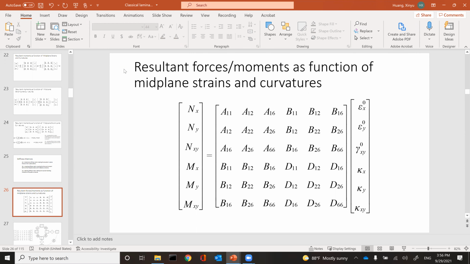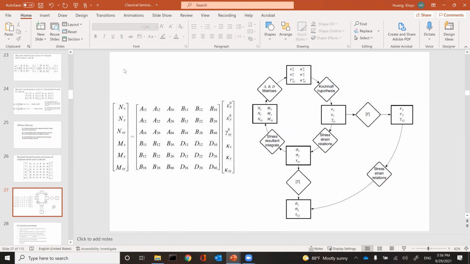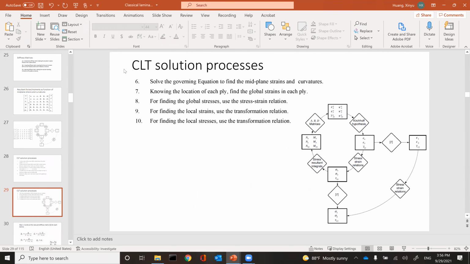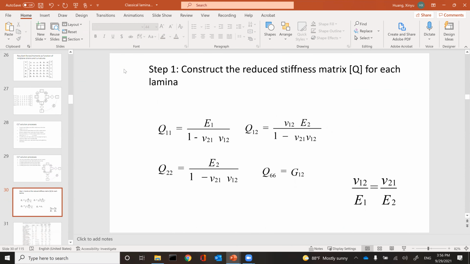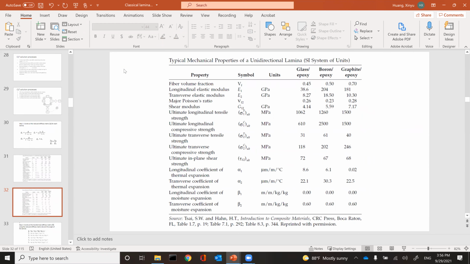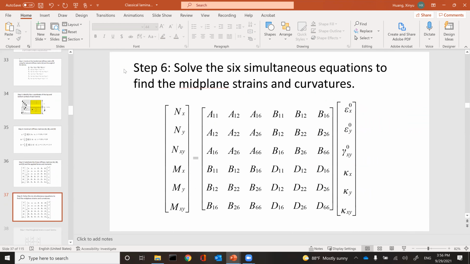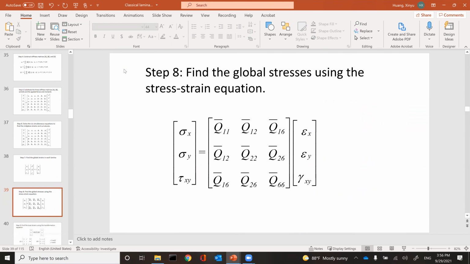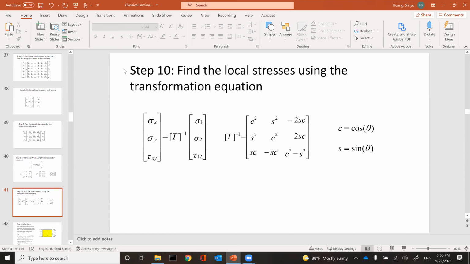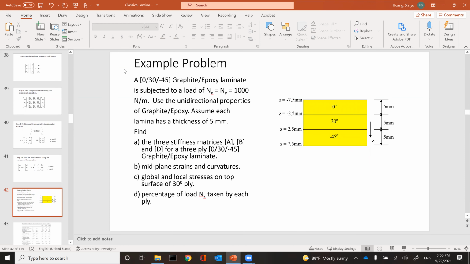What I'm going to do today is go through an example. We went through these steps in abstract terms. I want to solve a problem with a very simple laminate. I'll flip back and forth. I want to first review the problem we're going to solve, and go through the steps to solve it.